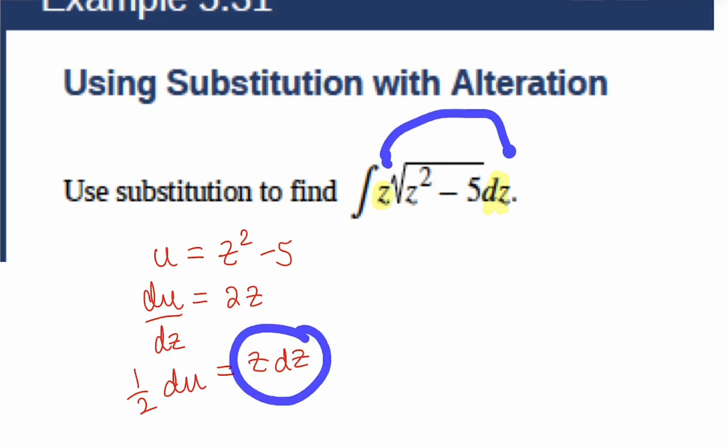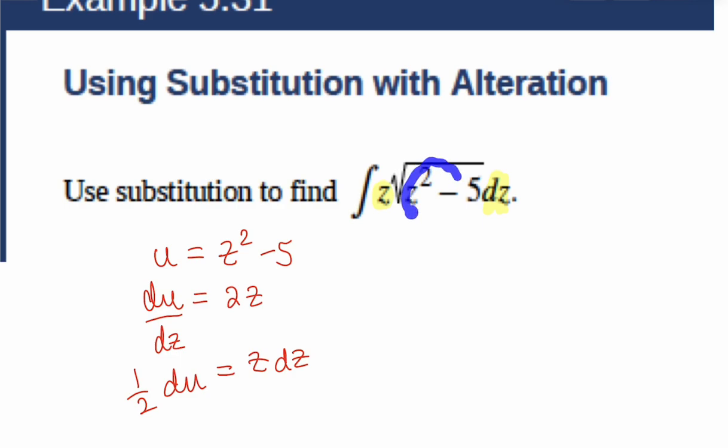This is in our problem exactly. z dz is in the problem. It is equivalent to 1/2 du. This is in our problem. It's going to become a u.